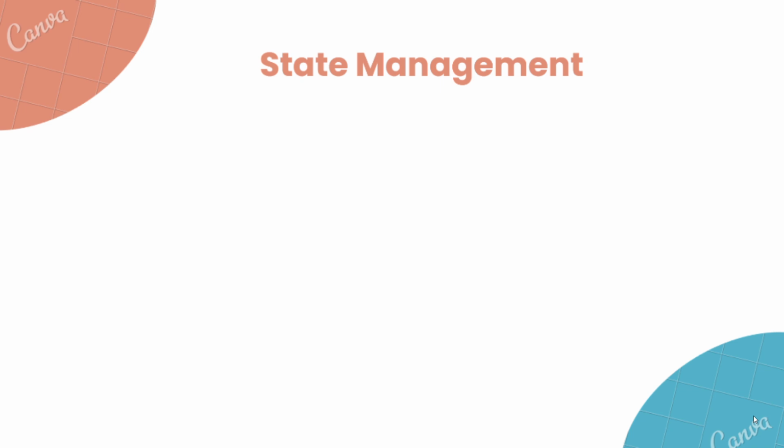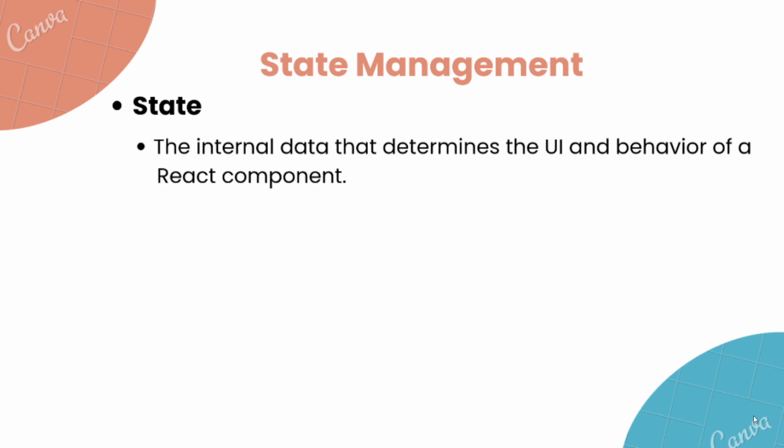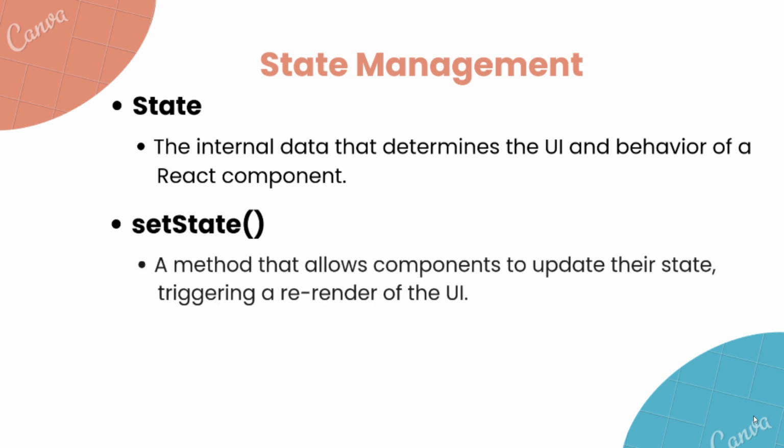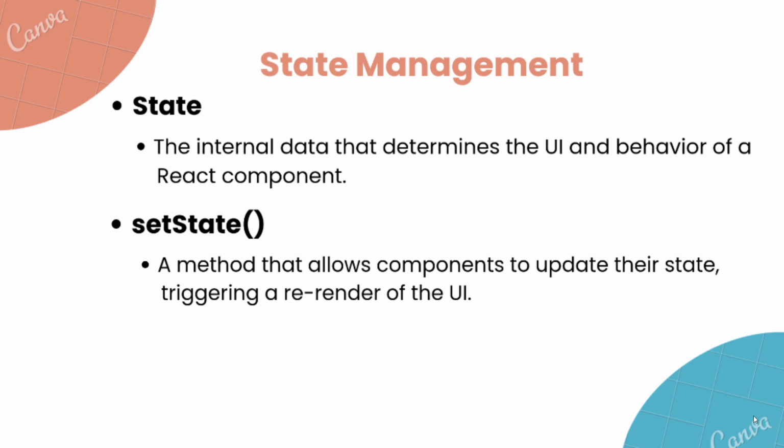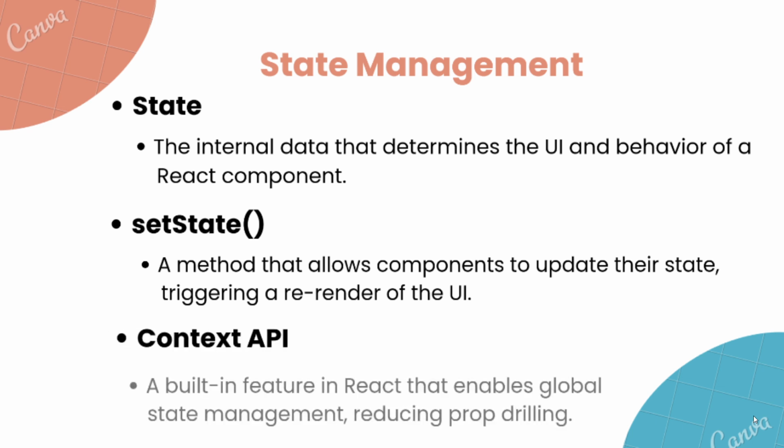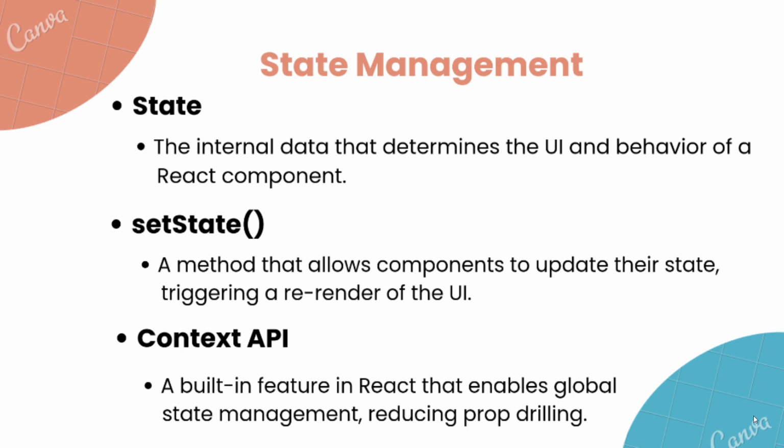State management. State. The internal data that determines the UI and behavior of a React component. setState. A method that allows components to update their state, triggering a re-render of the UI. Context API, a built-in feature in React that enables global state management, reducing prop drilling.